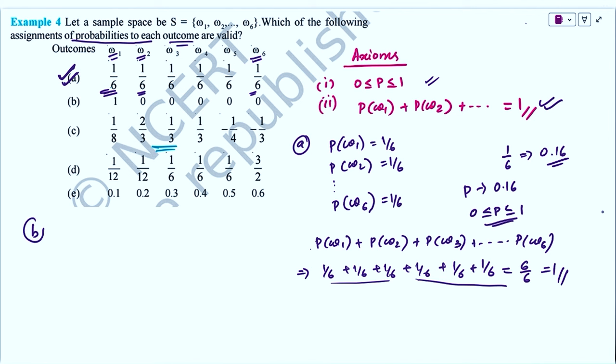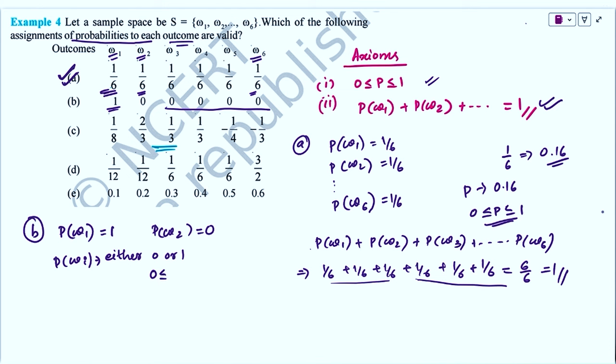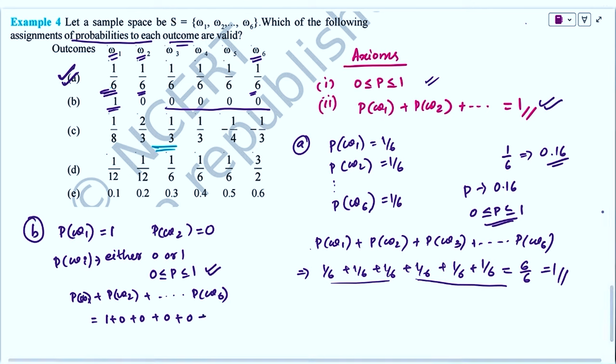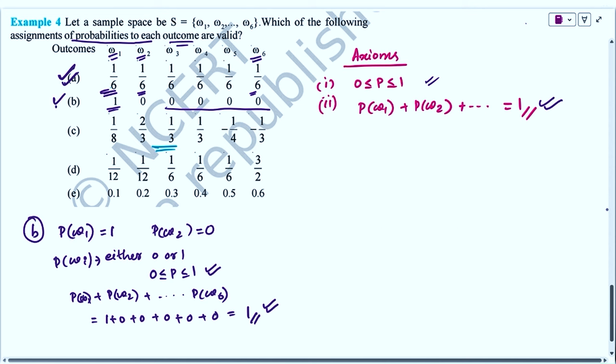Now we are considering the second assignment. From the data, the probability of getting omega 1 is 1 and of getting omega 2 is 0, and all other values are either 0 or 1. The probability of getting any value is either 0 or 1, which satisfies the first condition. Then the addition, the probability of omega 1 plus omega 2 plus etc. up to omega 6, will be 1 plus 0 plus 0 plus 0 plus 0 plus 0, which is equal to 1. So the second axiom is also satisfied here. So the second assignment is also satisfied.